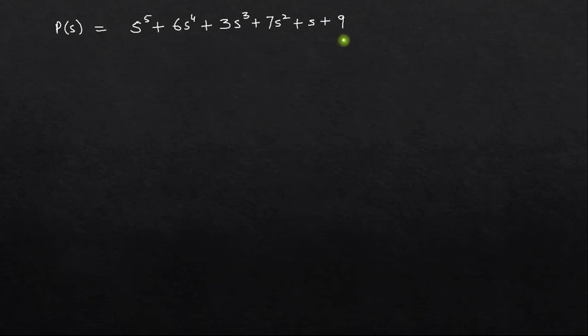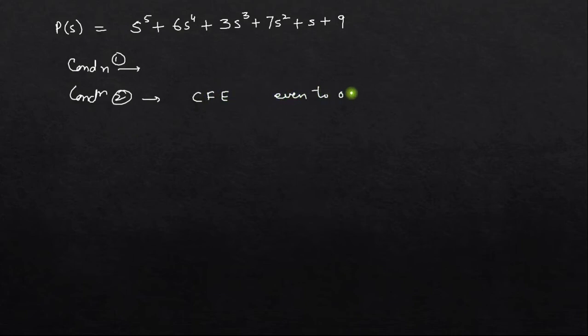To check for a given polynomial whether it is Hurwitz or not, we need to check two conditions. Condition number one says that all the coefficients of the given polynomial must be positive and non-zero between the higher order and the lower order terms. And the second condition was to check for the positive coefficients of the continued fraction expansion of even to odd parts or odd to even parts.